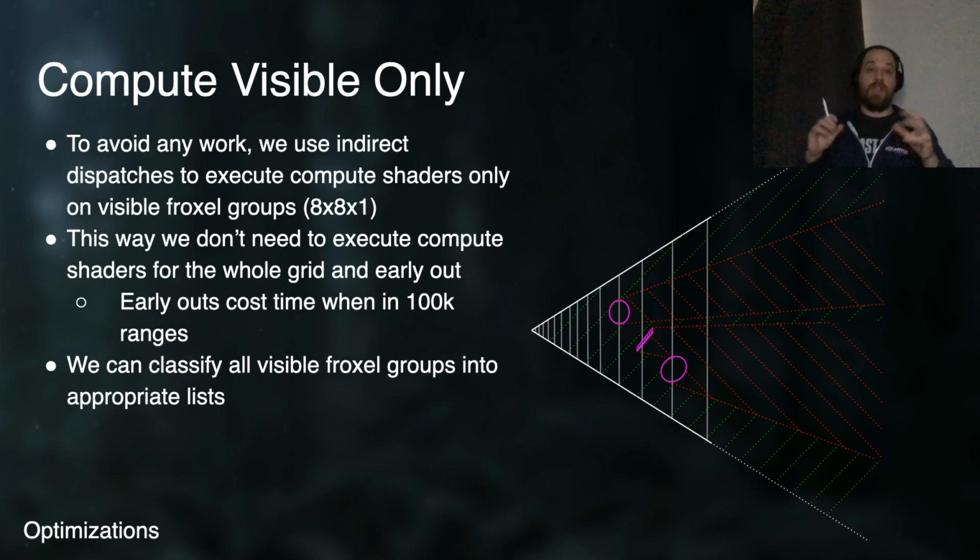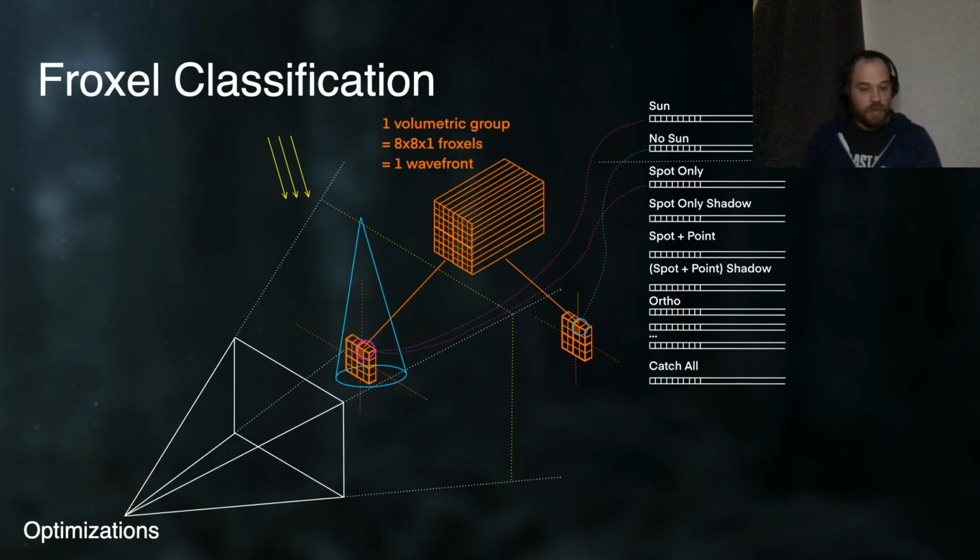So to avoid any work at all, we're going to do dispatch indirect calls, and we're going to put all the Froxels that are potentially visible or are going to be sampled into their own little buckets, right? And those buckets will be executing. We're going to put them into different buckets depending on what they need to do, so we can execute a different type of shader for each one of the buckets, again to optimize for performance. Yeah, so here's an example. We have a Froxel that is lit by sunlight and is lit by a spotlight. So that Froxel is going to go into the sun bucket and it's going to go into the spotlight bucket. This one here is not lit by anything, so it's just going to go into a no-sun bucket, and it doesn't need to be processed by runtime lights at all.